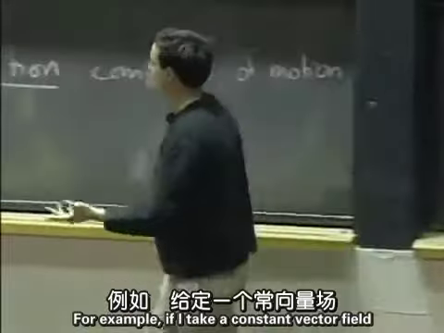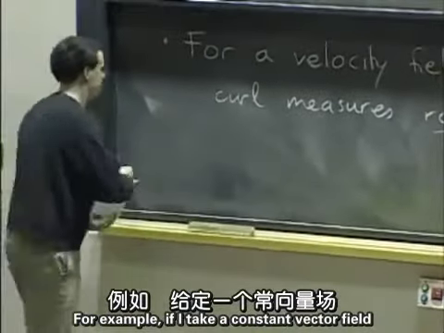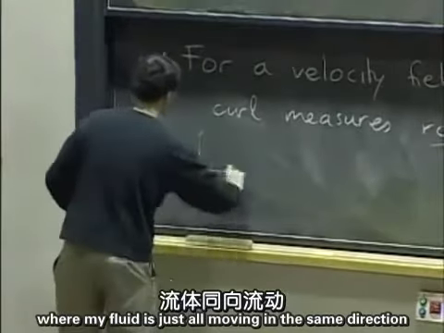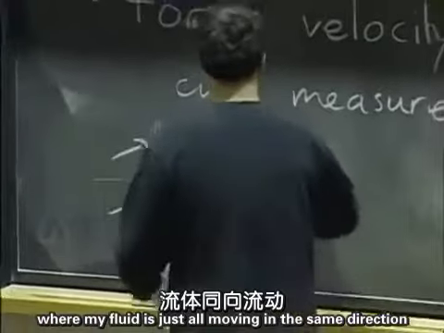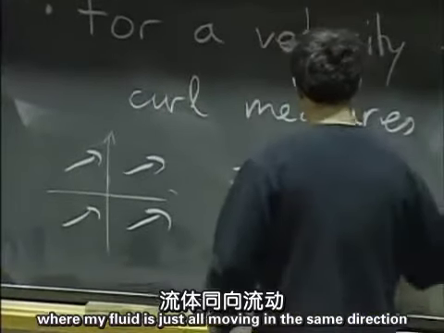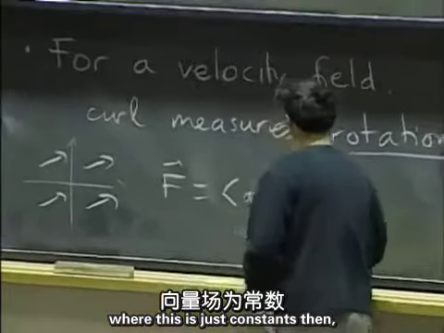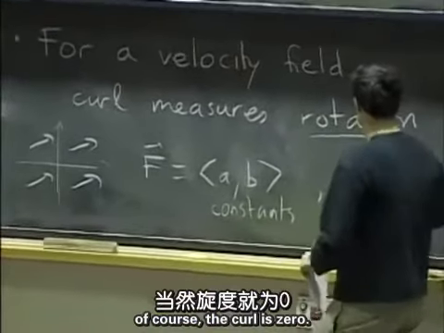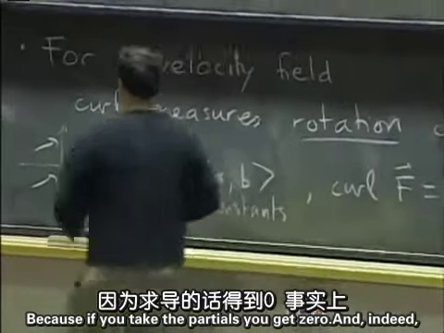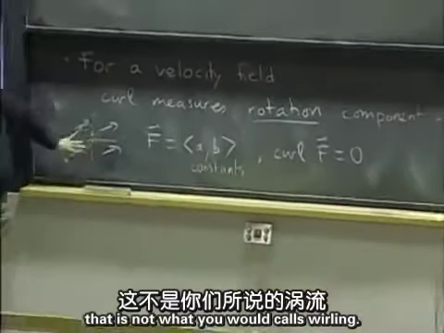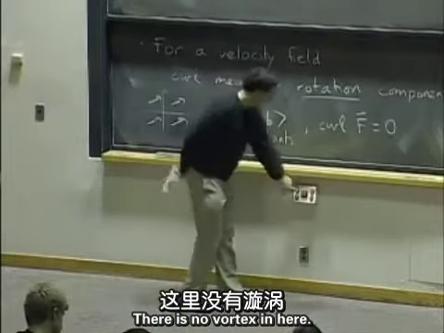Okay, so for example, if I take a constant vector field, where my fluid is all moving in the same direction, then of course the curl is 0, because if you take the partials, you get 0. And indeed, that's not what you would call swirling. I mean, there's no vortex in here.